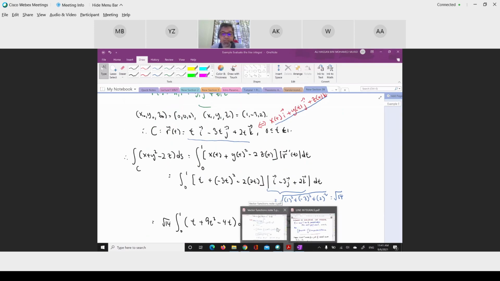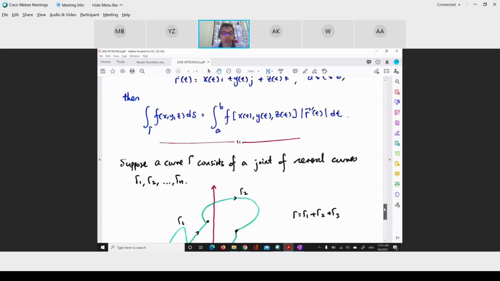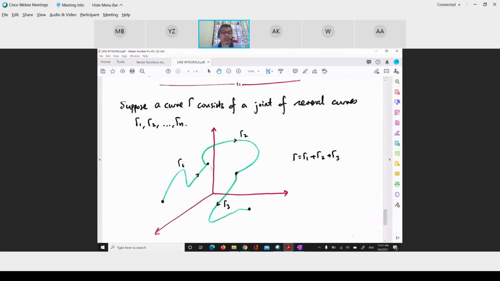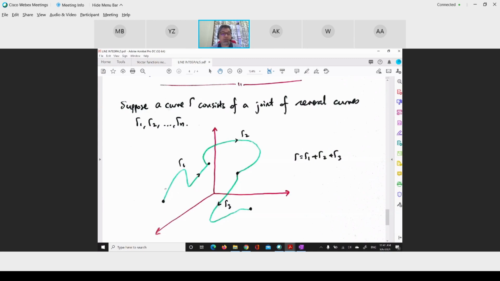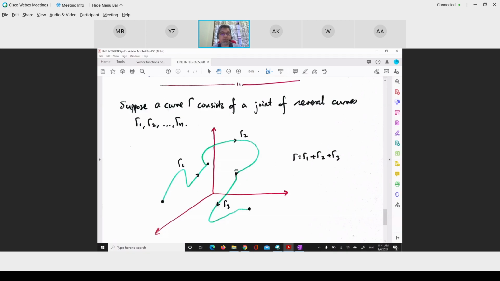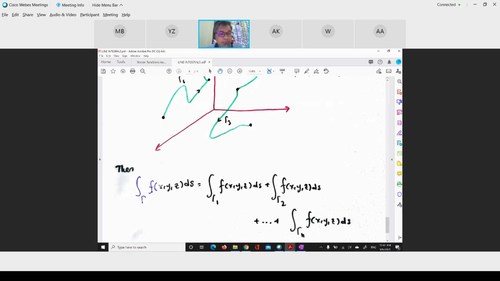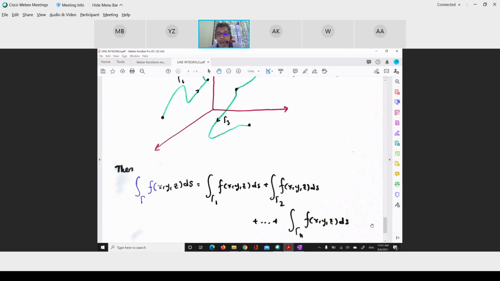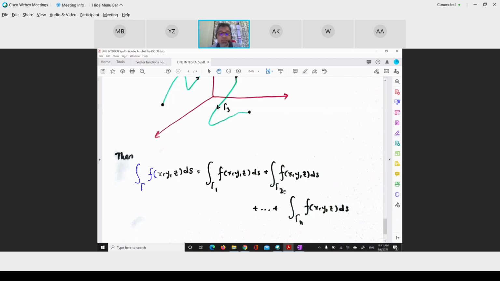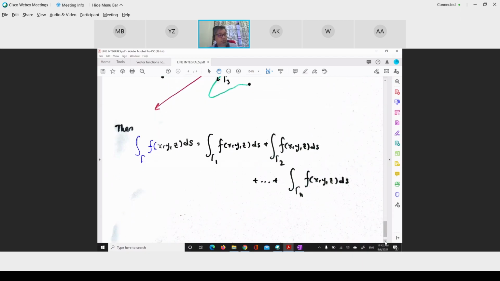In some situations, the curve C could be a joint of several curves. For example, in this diagram, the curve gamma is a joint of gamma 1 plus the curve gamma 2, and several other curves. To evaluate the line integral of the scalar function f(x,y,z) over the curve gamma, it is the sum of the line integrals over each of gamma 1, gamma 2, up to gamma n. So let's do an example.